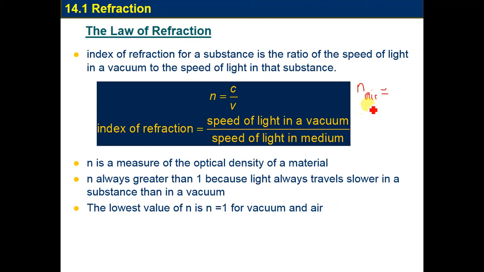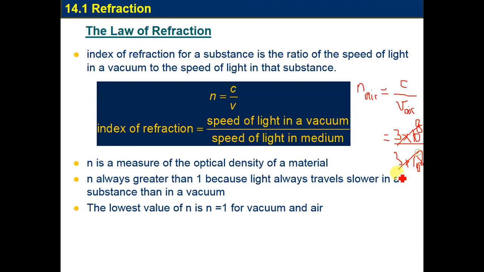For example, if I'm talking about air, it is C divided by the speed of light in air. So I write my material as a subscript here. What is C? It's 3 times 10 to the power of 8, right? And here, what is the speed of light in air? We know that the light slows down a little in air, but we said we take it as approximately the same. So it's also 3 times 10 to the power of 8.